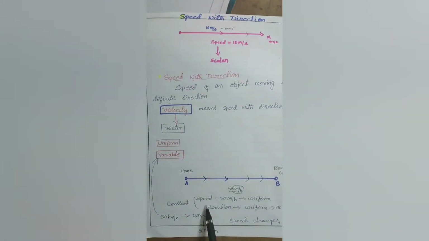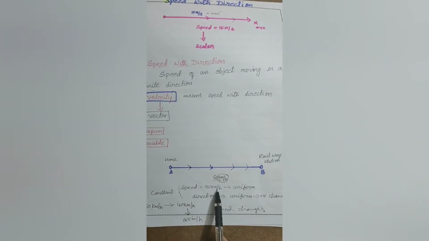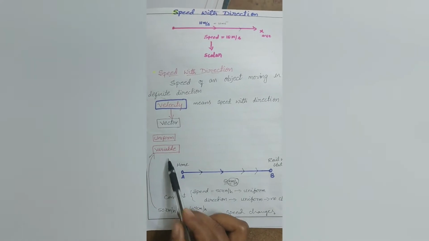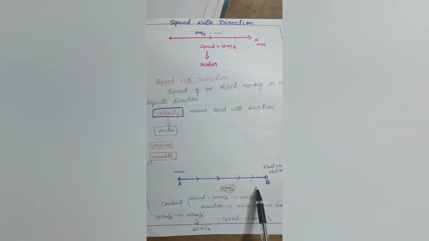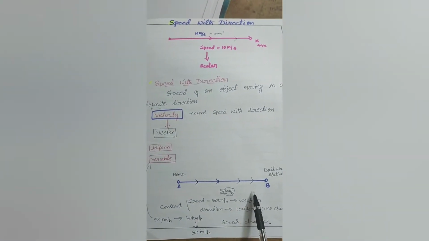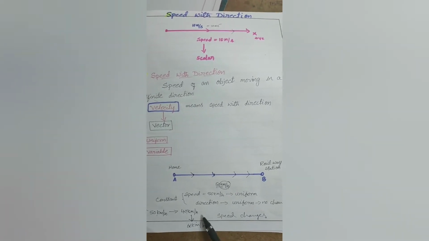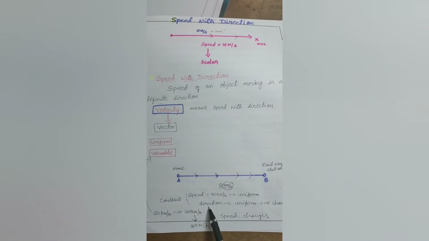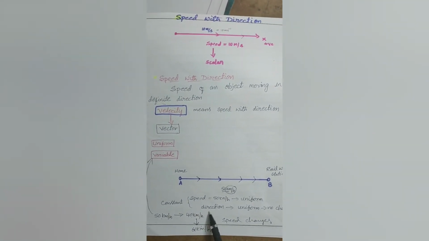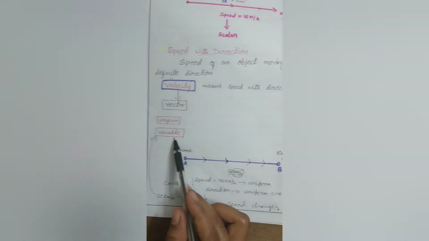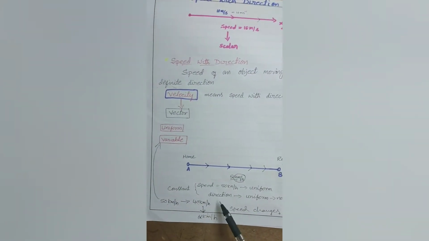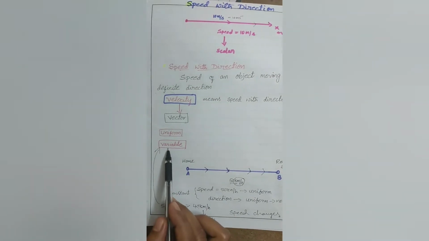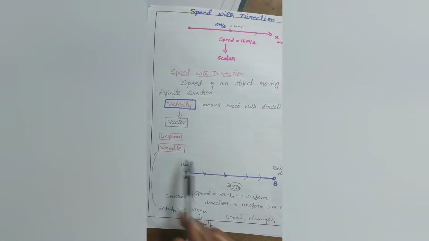So if the speed changes in a definite direction, then also the velocity is variable. Suppose the direction changes. In some cases, the direction also changes. Then the velocity is variable. Suppose both speed and direction change, then also the velocity is variable. So in general, the motion of objects has variable velocity.